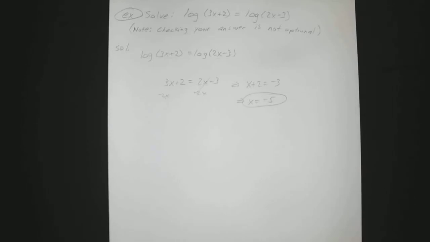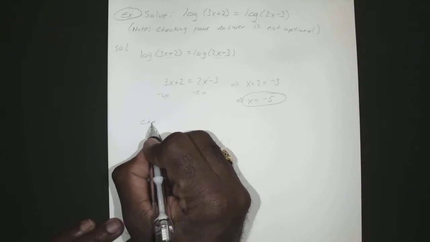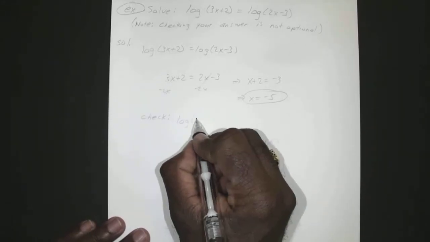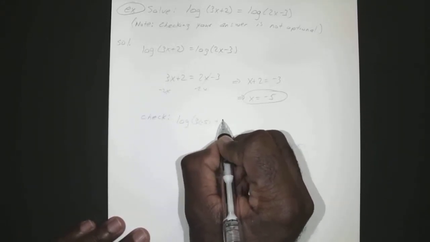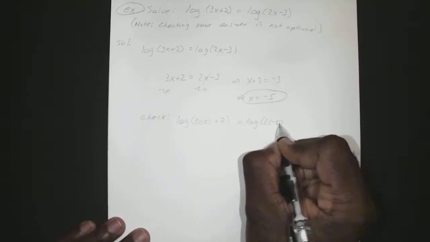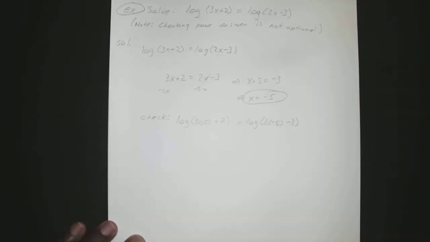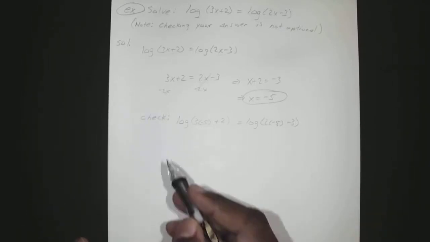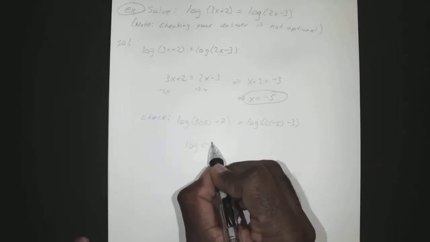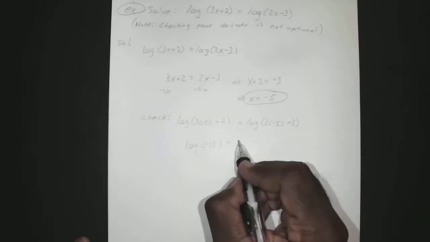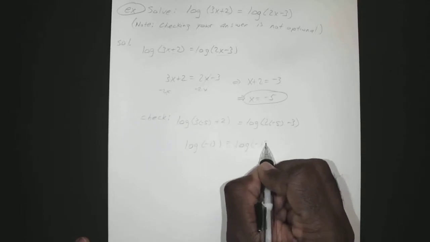Okay. So now we just plug it in and check it. Okay, so log of 3 times negative 5 plus 2 equals log of 2 times negative 5 minus 3. Okay. 3 times negative 5 is negative 15, plus 2 is negative 13. So you have log of negative 13 equals 2 times negative 5 is negative 10, minus 3 is negative 13. Log of negative 13.